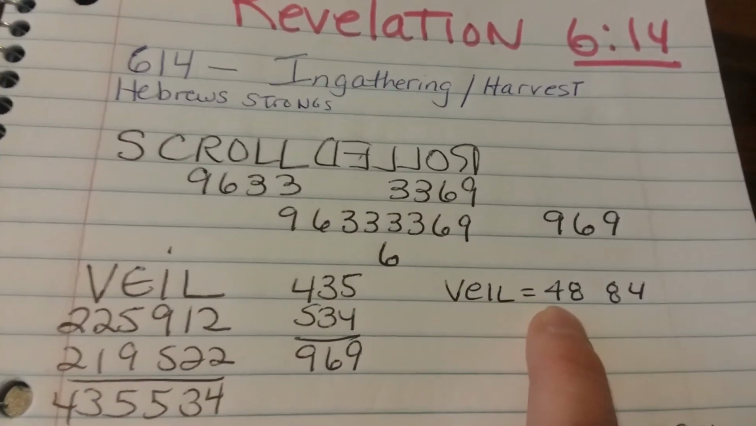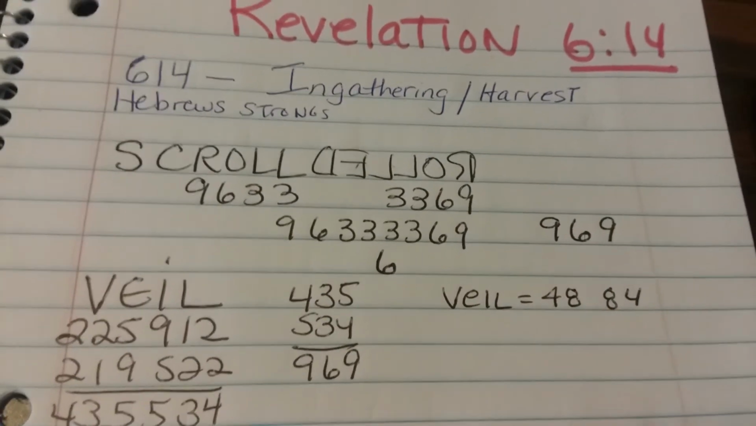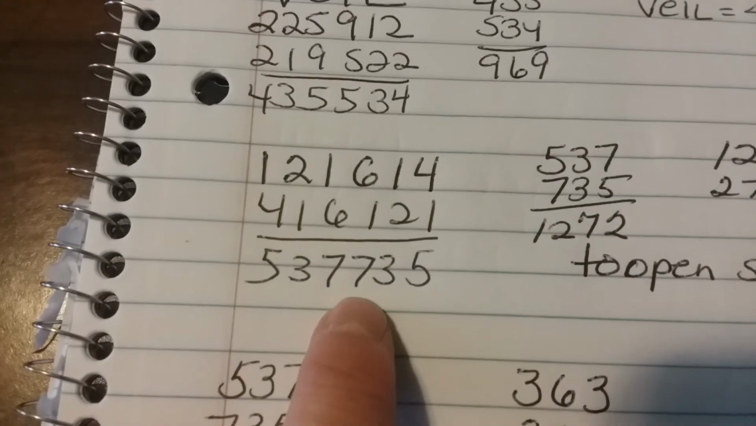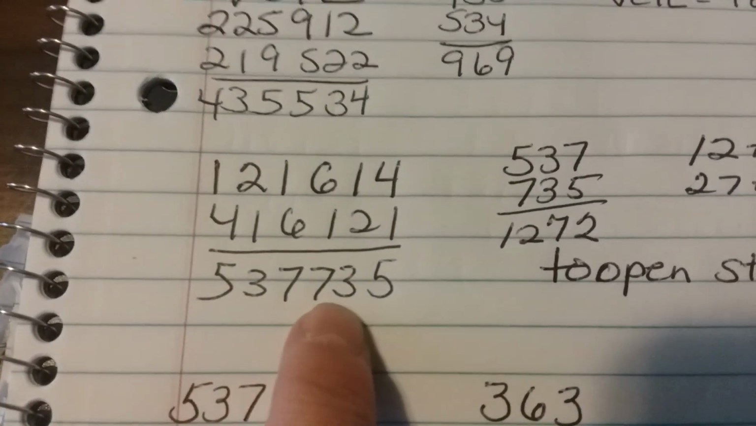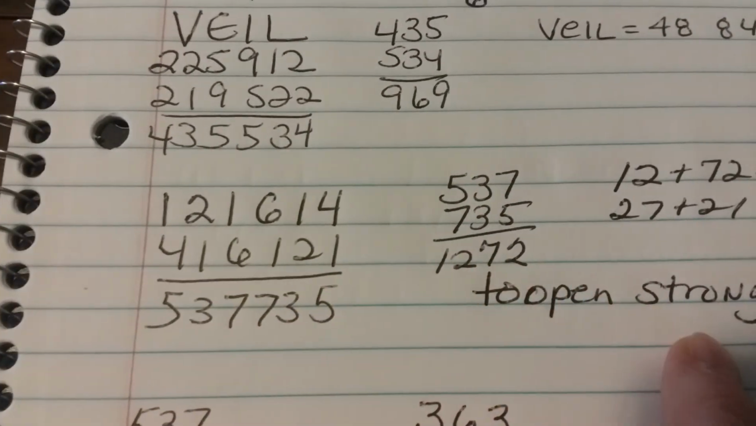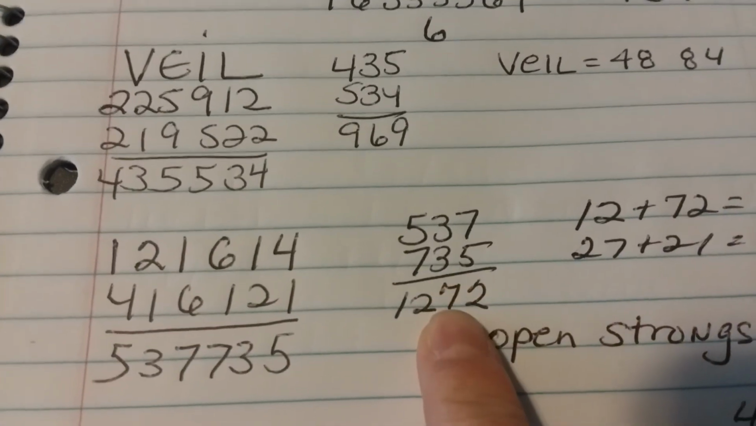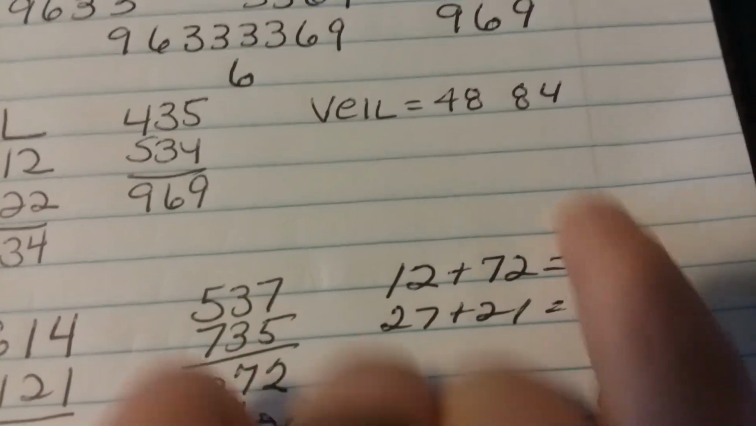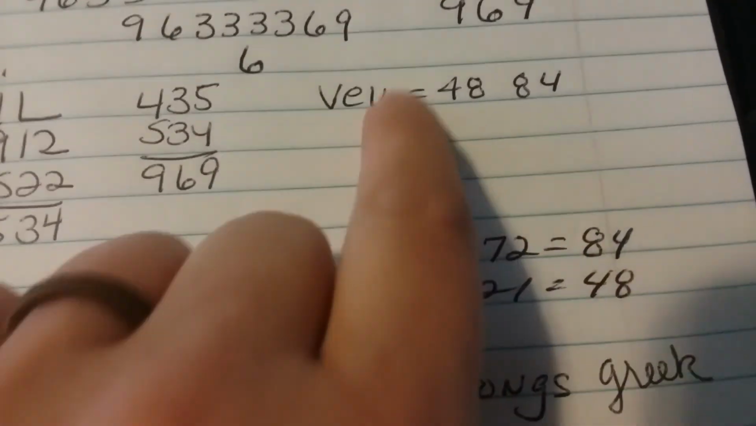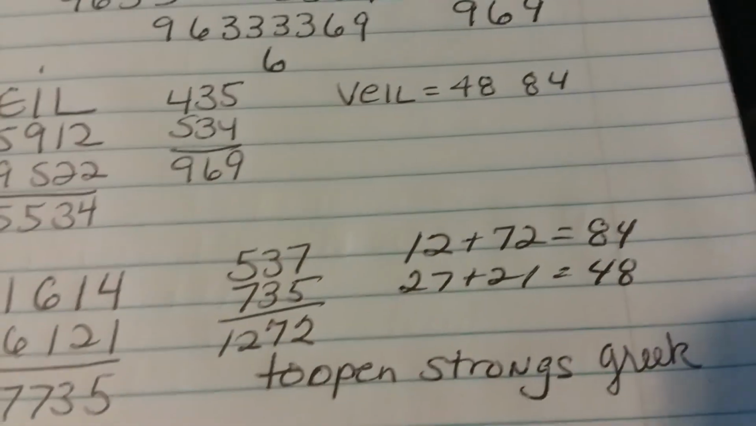Also, veil equals 48 in simple gematria. 84 would be its opposite. And if you take all these numbers, 121, 614, add it to its reverse, you're going to get 537, 735. And 537 plus 735 is 1272. What's interesting about this number is 12 plus 72 equals 84. Going backwards, 27 plus 21 equals 48. So you got 48, 84, the two sides of the veil.